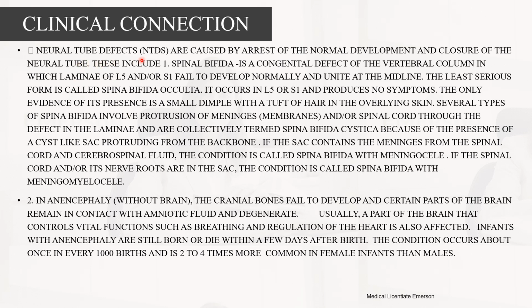So the neural tube defects are actually caused by arrests of the normal development and closure of the neural tube. These include, number one, spina bifida, which is a congenital defect of the vertebral column in which the lamina of the L5 and/or S1 fail to develop normally and unite at the midline.